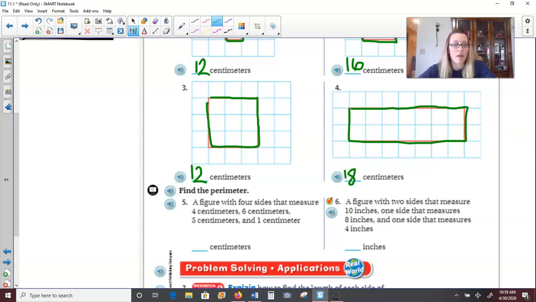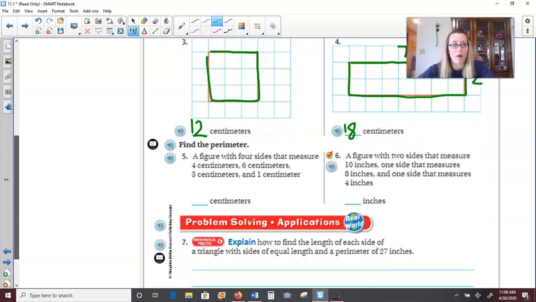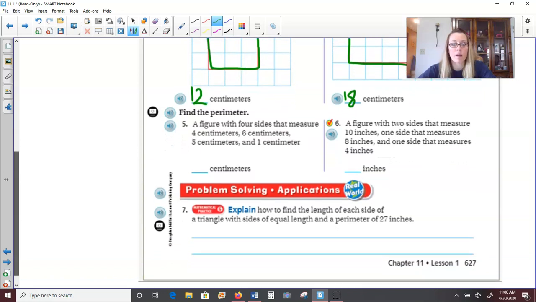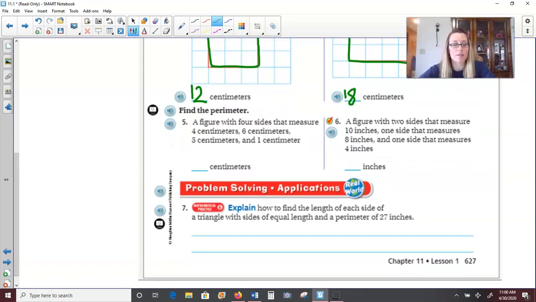Okay. And for the rectangle, since we counted 2 down one side and what did we count? 1, 2, 3, 4, 5, 6, 7 across the top, we could have just stopped across the top and the side and just added double. 7 plus 7 is 14. 2 plus 2 is 4. 14 plus 4 is 18. So there are some shortcuts you can take when you are dealing with some quadrilaterals that have opposite sides the same. All right, so number 5 doesn't show us a picture, but we can still find the perimeter.